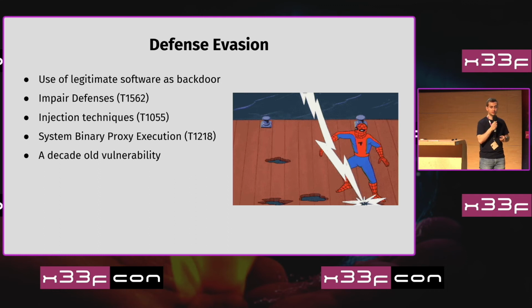System binary proxy execution is the use of MSHTA to run this malicious code. And we also see the use of a decade-old vulnerability that is not fixed by default.